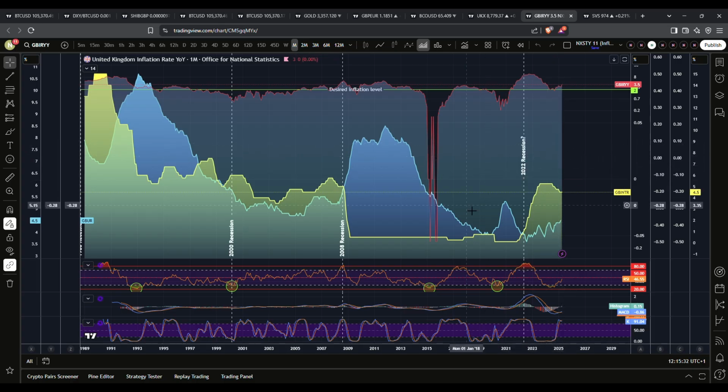So we're going to talk first about the UK inflation. You can see the red line is the UK inflation, the yellow line is the UK interest rate, and the blue chart is the UK unemployment rate.